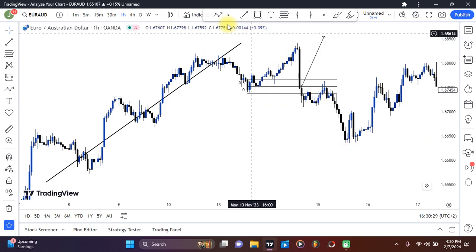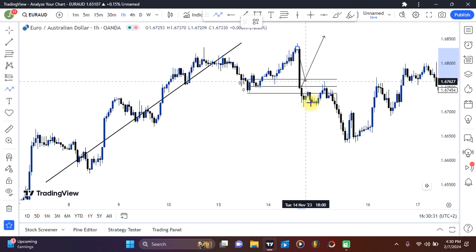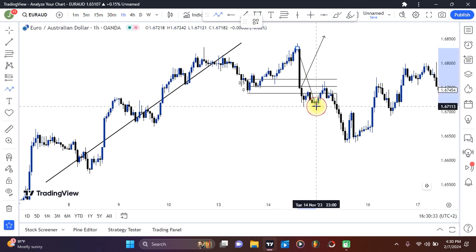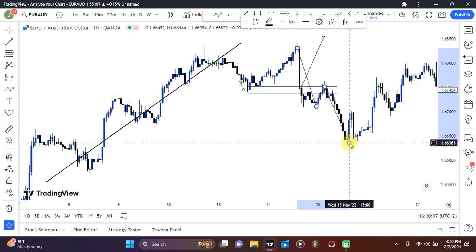As you can see here, the market went through this order block, it created this low, and then it retraced into that order block and then continues to push to the downside.